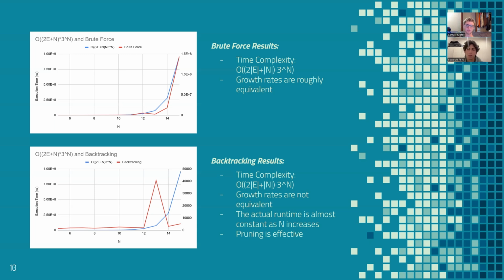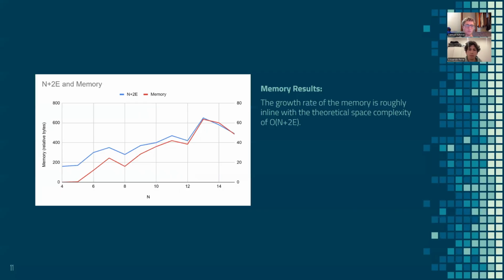However, on the bottom, the backtracking results are very different. It has the same time complexity as the brute force algorithm, but as you can see in the graph, the growth rate of the actual time that we observed is almost constant, excluding the outlier at 13, which is just unlucky due to the way the graph is created. That also highlights the point that although this algorithm may be faster than the brute force, most of the time it can still be 3^n and go through every combination of the graph. But in general, this shows that the pruning using the backtracking method is much more effective than the brute force algorithm. And then memory results.